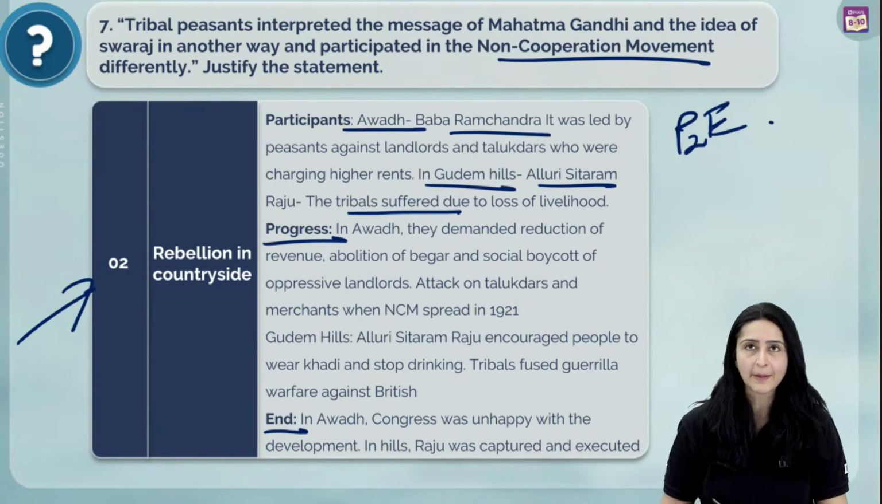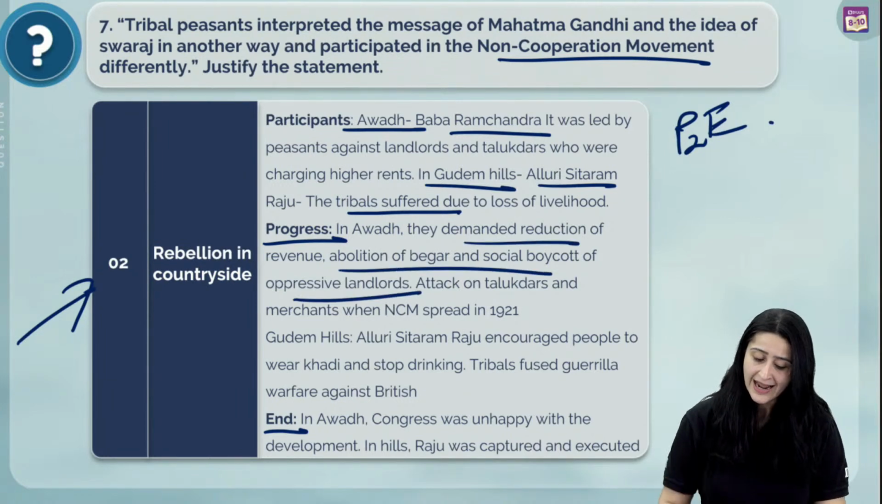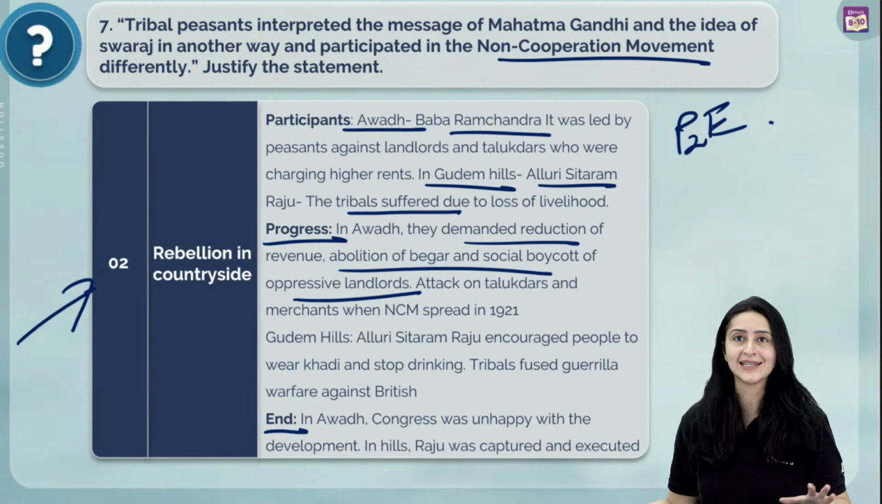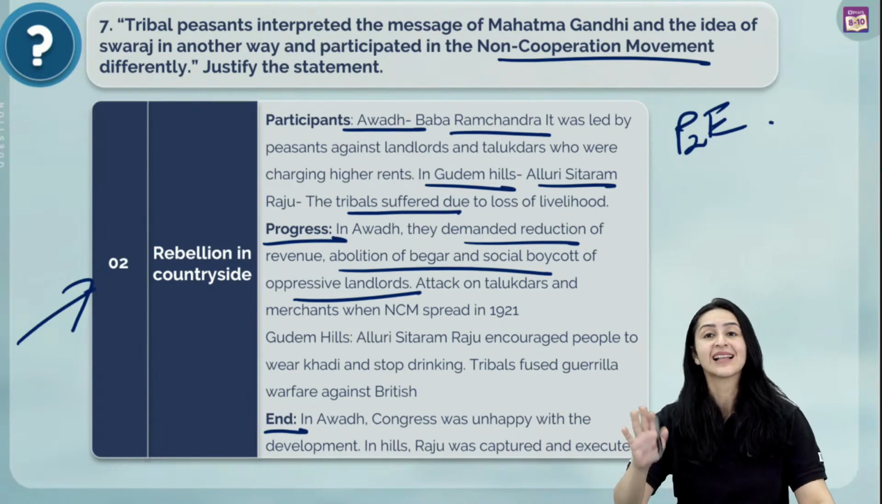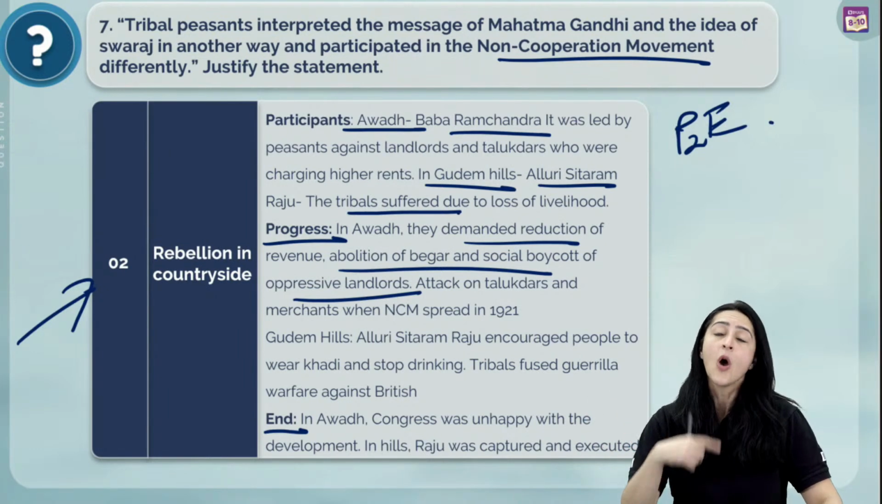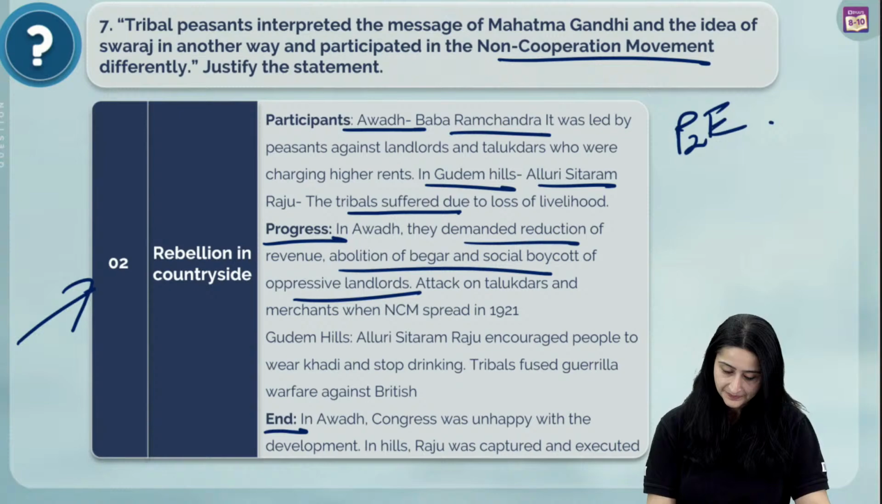Who were they led by? Baba Ramchandra. What was the progress? This is what they wanted. And in terms of the end, why did it end? So again, I'm not going to go through it. You have the details with you, but these are the types of questions that you could get on the non-cooperation movement in terms of participation, right?